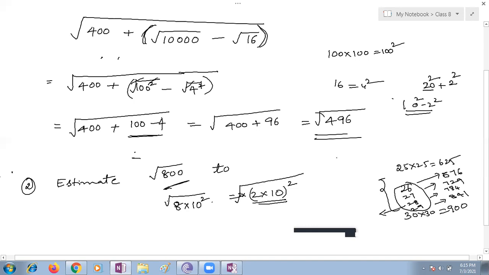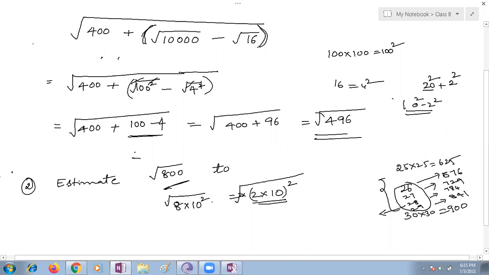So what can we suppose to write? 28 is the nearest, ma'am. The estimate is supposed to be 28. Estimation means we are not giving the exact one, we are just estimating. So it is estimated to the nearest whole number, 28.